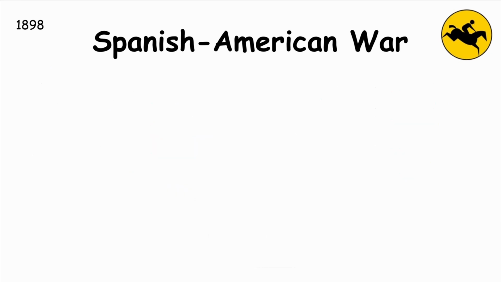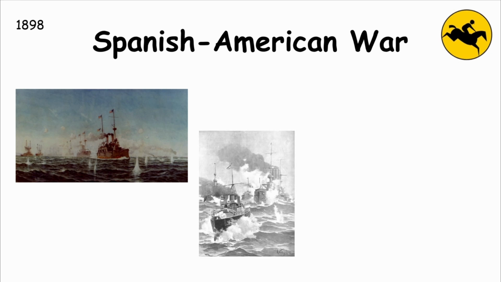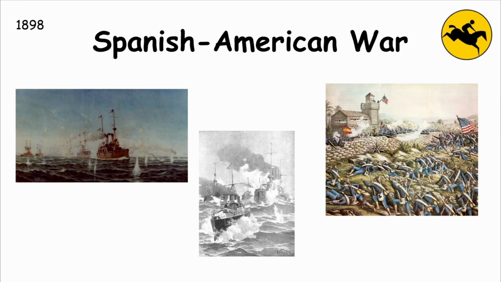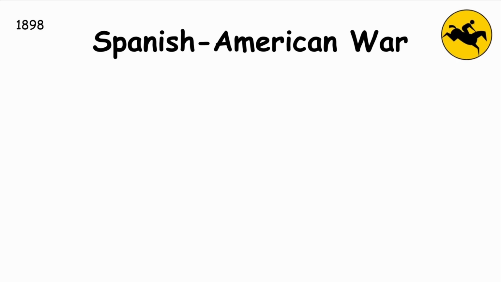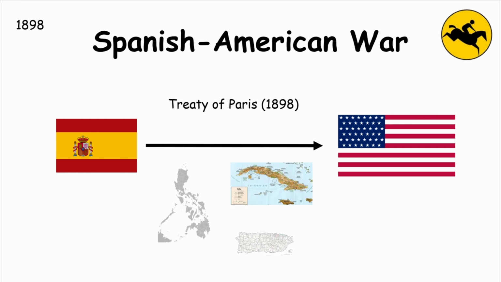war on Spain. The war saw significant naval engagements, including the Battle of Manila Bay in the Philippines, and the Battle of Santiago de Cuba. On land, a decisive battle was the capture of San Juan Hill, where future President Theodore Roosevelt and his Rough Riders played a prominent role. The war concluded with the signing of the Treaty of Paris in 1898. Spain ceded control of its colonies, including Cuba, Puerto Rico, Guam, and the Philippines, to the United States.